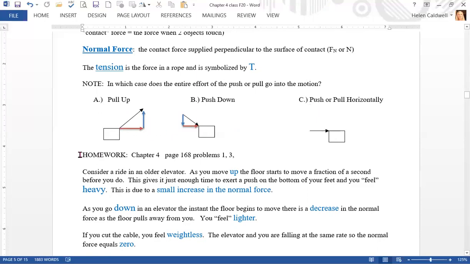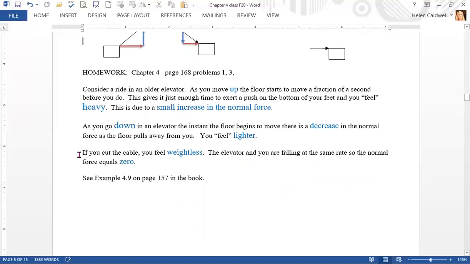So there are some homework problems to look at, and there will be study guide questions that were assigned in the chapter assignment. So let's talk about riding in an elevator.